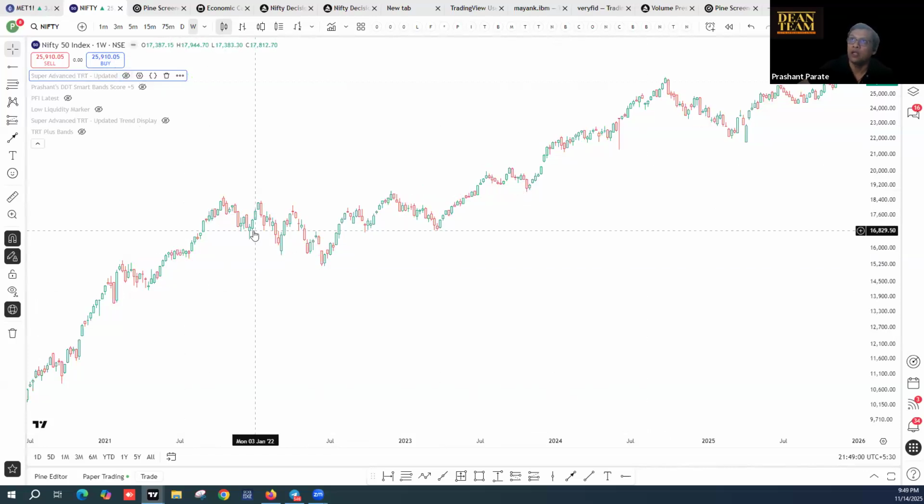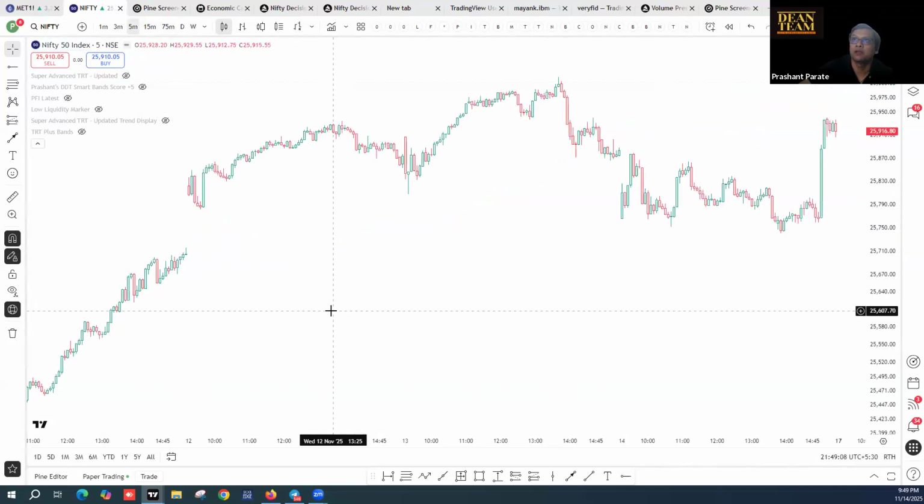Okay. Now there is one more thing, that if you see here, Nifty 50 index, if I check the 5-minute chart, Nifty is right now offline.